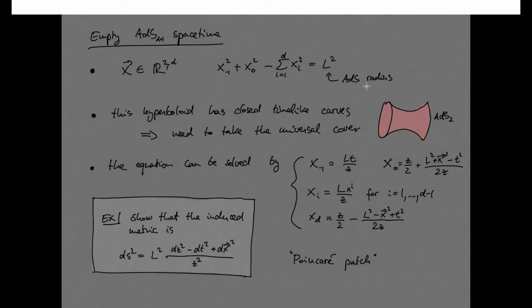Here's an exercise for you. Show that the induced metric in the Poincare coordinates defined this way is given by this formula here. You see that this is a conformally flat metric, which means that if you multiply it by a certain function, in this case z squared, then you get back the flat metric, just dz squared minus dt squared plus dx squared. One very useful consequence is that in these Poincare patch coordinates, null rays move the same way as in flat Minkowski spacetime, because on a null world line, ds squared is of course 0, so it doesn't matter whether you divide by z squared or not.